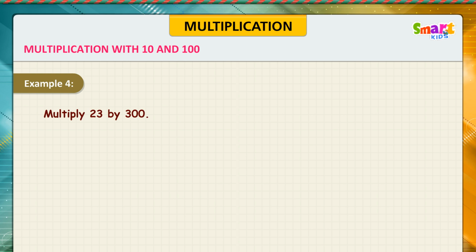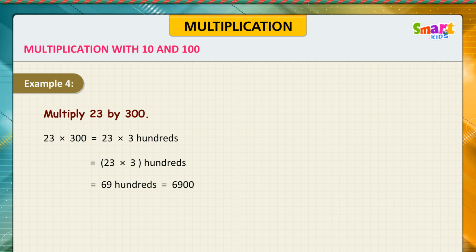Example 4. Multiply 23 by 300. 23 into 300 is equal to 23 into 3 hundreds is equal to 69 hundreds is equal to 6900.